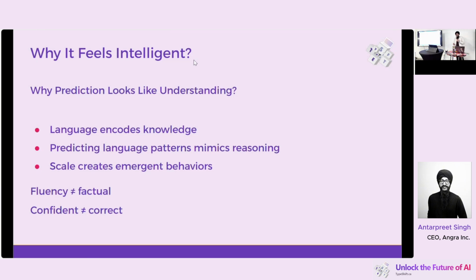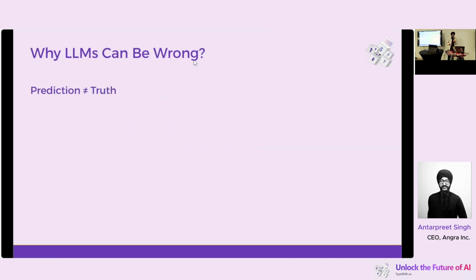The main things to consider here are: fluency doesn't mean factual, and confidence doesn't mean correctness. That's why LLMs can be wrong, because prediction is not the truth. Prediction is all based on probability, so it's based on the training data. If the training data is bad, it'll always give you wrong answers. Even if the training data is good, it may still give you wrong answers, because as you train the model, since it's all numbers, the numbers which were correct before might become wrong as you train it more.